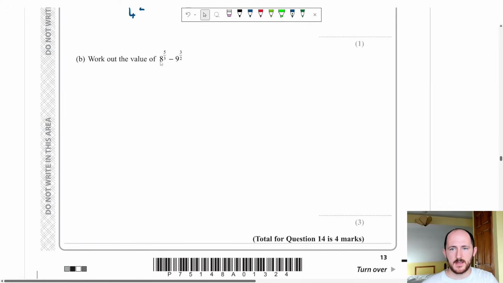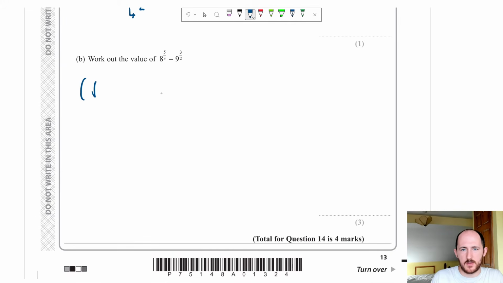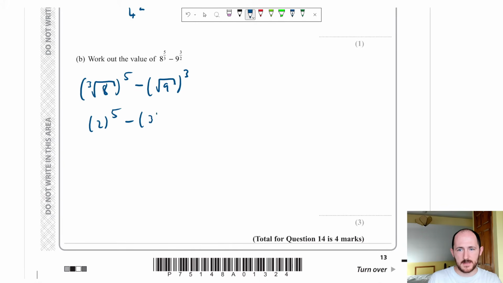And for this one, again, all we would need to do is work out each of these. Now, I always do the denominator first. Now, the denominator tells you what root you're taking. So this basically means the cube root of 8 to the power of 5 minus the square root of 9 to the power of 3. So let's do it in steps. So first of all, cube root of 8 is 2, so we have 2 to the power of 5 minus 3 to the power of 3.